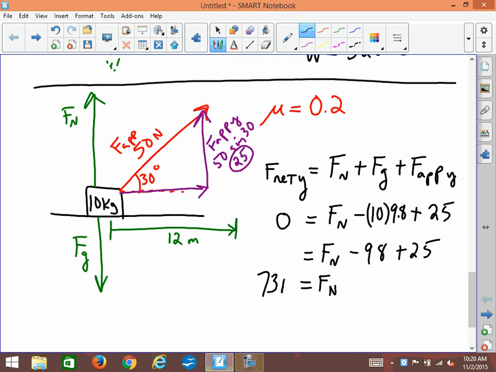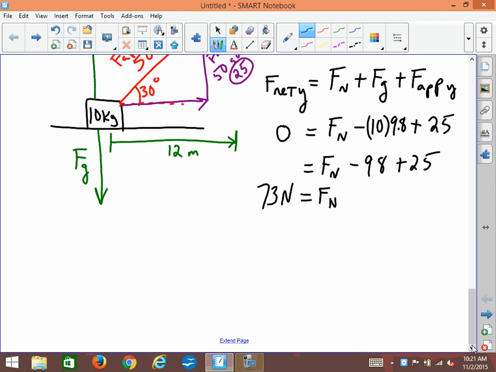Notice how, in this case, the normal force is not equal to the weight anymore because of the additional upward 25 newtons. The floor is getting help from the person who's actually pulling. So the floor doesn't have to push as hard to support the weight. But that's my normal. Then we move on and we'll do our F net x as we normally would.